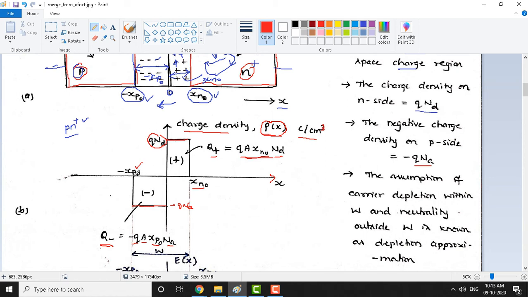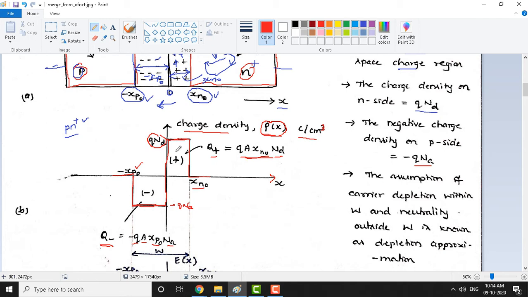Now rho of x with reference to x takes a step waveform. If you look at this graph, it is like a step waveform. It goes from negative, and when you come to the n side, it takes positive here. It is like a step waveform like this. This is a charge density graph. Charge density is measured in coulombs per centimeter cube.